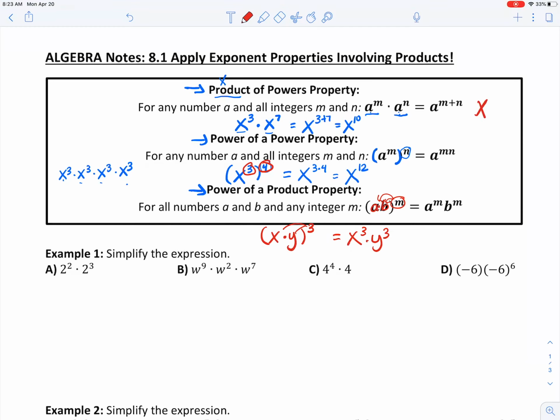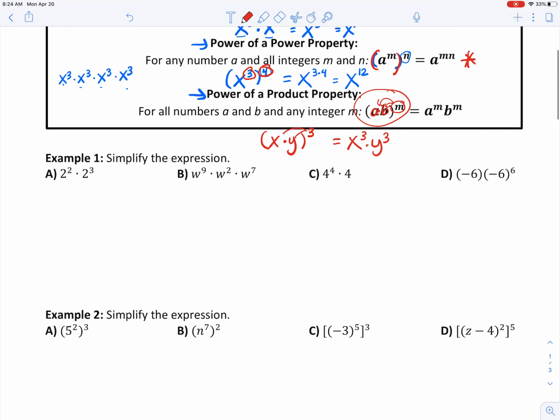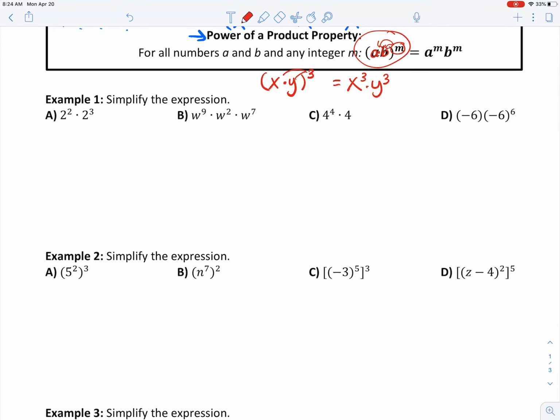Okay, so just a very quick recap. If I am multiplying things with the same base, I add the exponents. If I am having them to a power, like this one, then I'm going to multiply those two exponents. And this example, it's like distributing. This is kind of awkward to explain in words, but I think it's easiest to explain by using examples. So let's take a look at example 1.